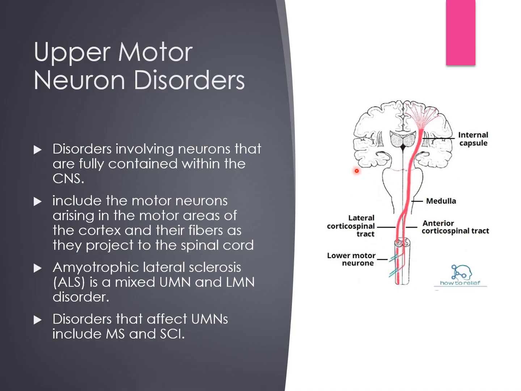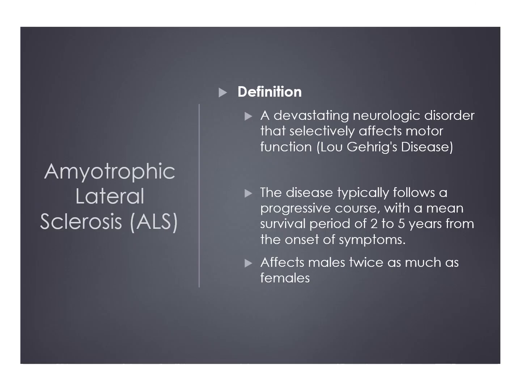Okay. Some common diseases here are things like amyotrophic lateral sclerosis, or ALS. That's actually a mixed upper motor and lower motor neuron disorder. And other disorders here that affect only the upper motor neurons are things like multiple sclerosis and spinal cord injury. So we're going to start with amyotrophic lateral sclerosis, or ALS.